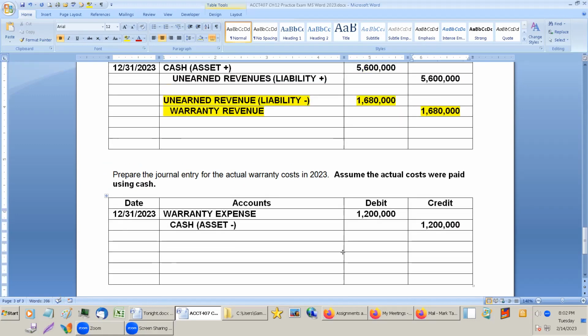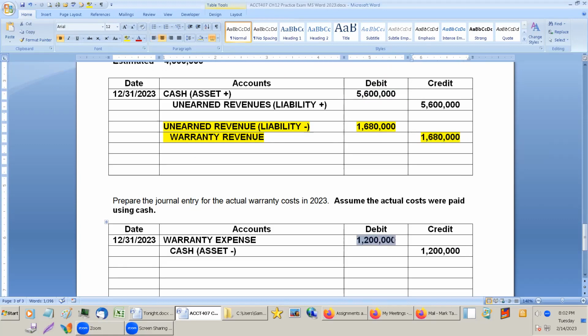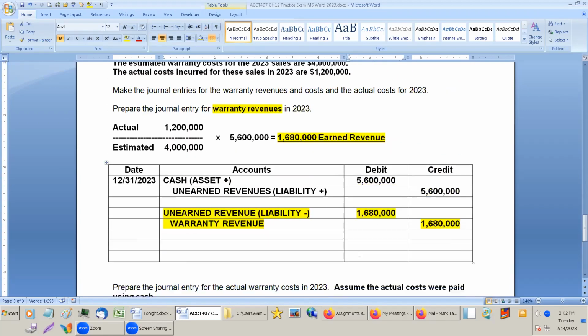All right, so that's it. Yeah, this is the hard part right here. This is the kicker. How much of this did we actually earn? We know what they gave us, but how much of it do we get to count in the current year? So the current year we'll get to count 1,680,000. And we'll have our expenses of 1.2 million, and ask for the profit.